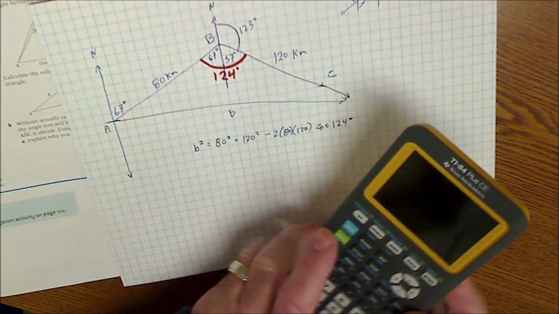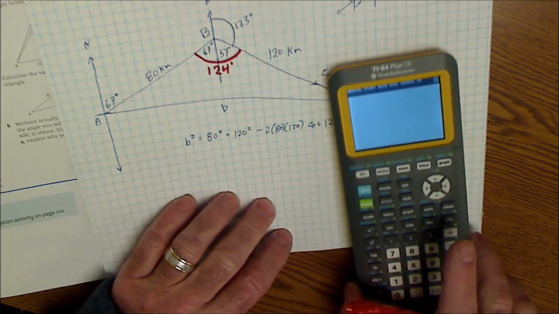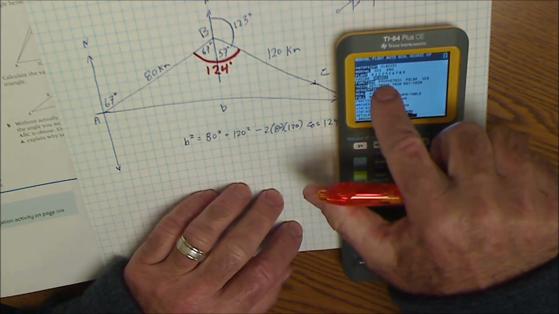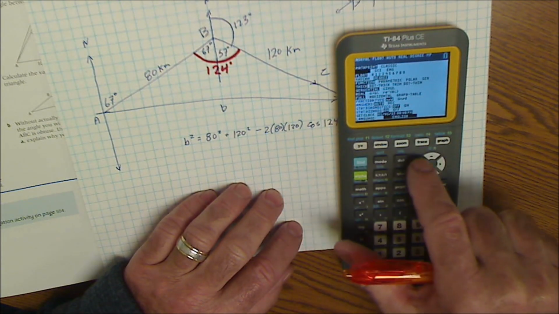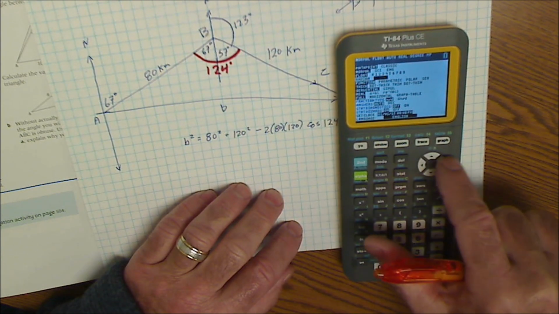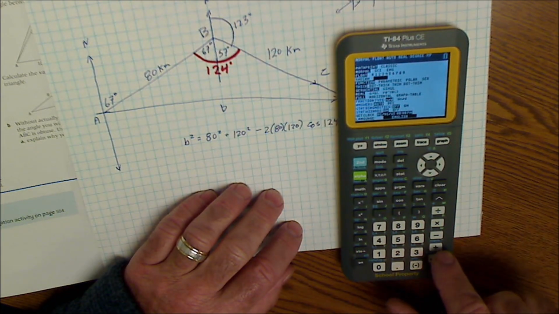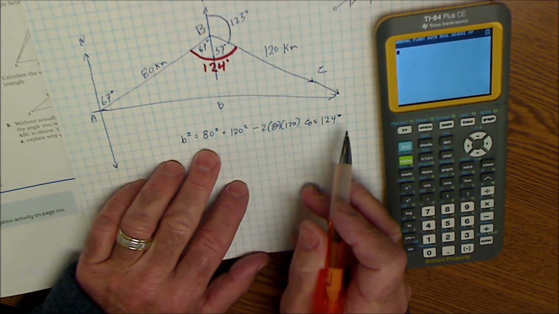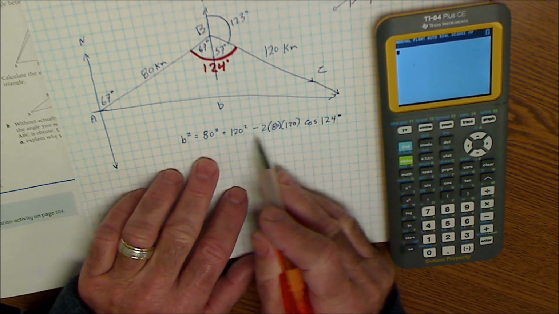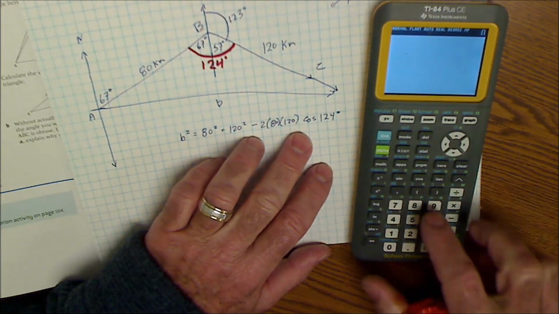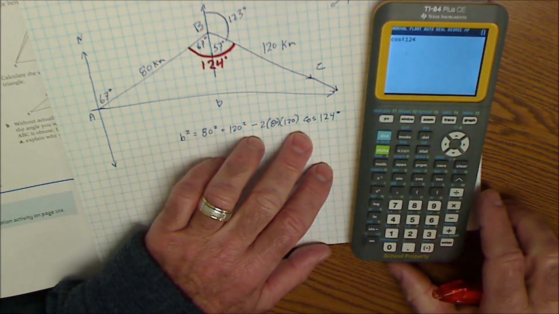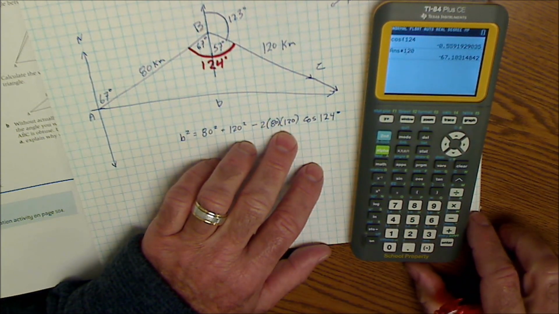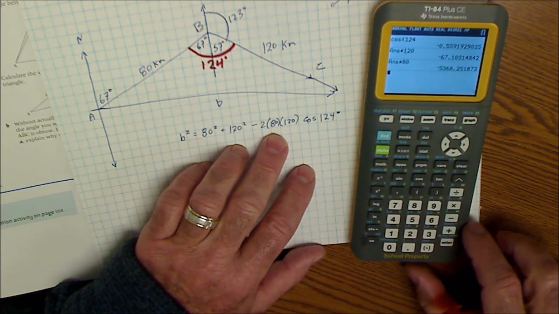Then I'll use my graphing calculator. Before I start on this, I always go to mode and make sure I'm in degree mode. So I'm in degree mode. If I wasn't, I go down to it, highlight it, hit enter, and then quit. Then what I'm doing here is evaluating all of this. I'm actually going to work from right to left. So I'm going to take cosine of 124 times 120 times 80 times -2.